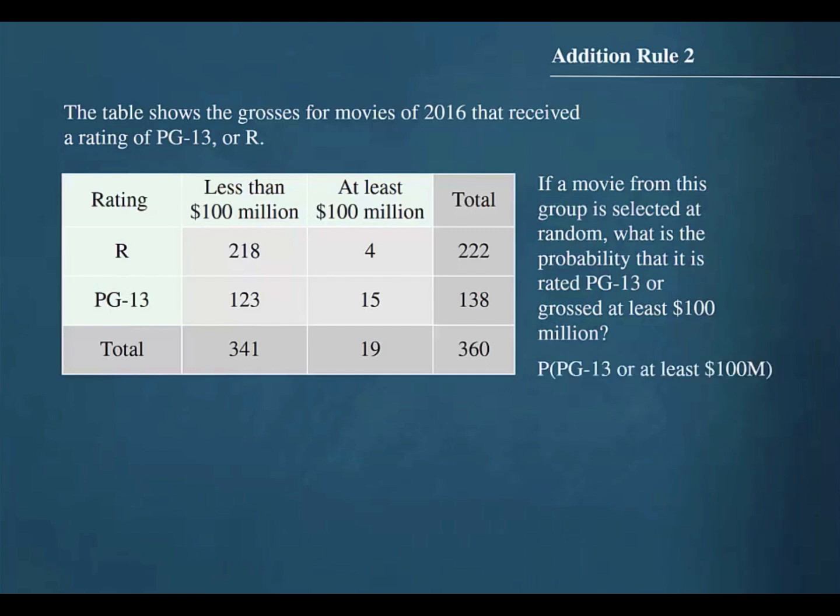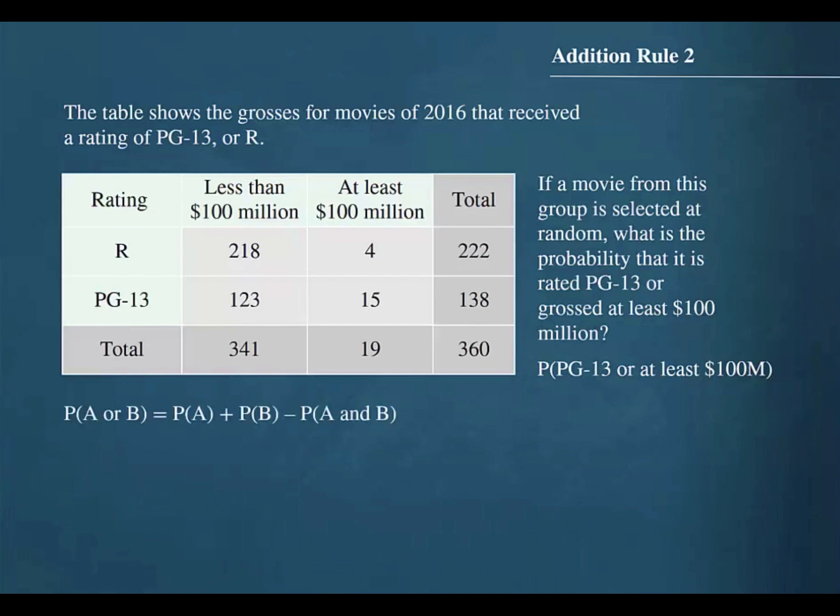We can express this in probability notation as the probability that a randomly selected movie is rated PG-13 or grossed at least $100 million. Since these two events can occur simultaneously, they are not mutually exclusive.